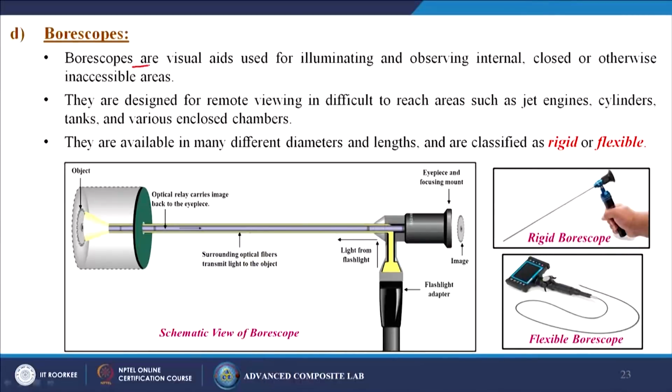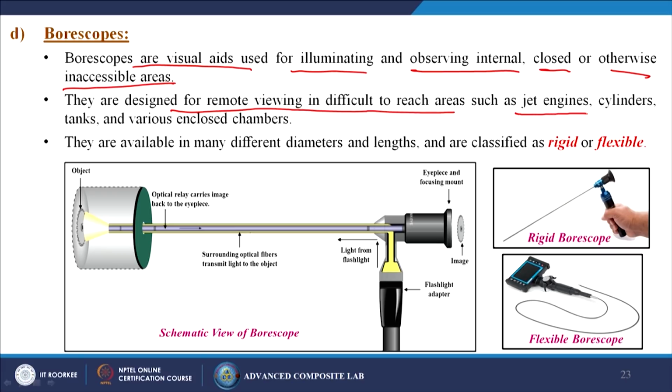Next is called the borescopes. Borescopes are visual aids used for illuminating and observing internal closed or otherwise inaccessible areas. They are designed for remote viewing in difficult to reach areas such as jet engines, cylinders, tanks and various enclosed chambers. They are available in many different diameters and lengths and are classified as rigid and maybe flexible.